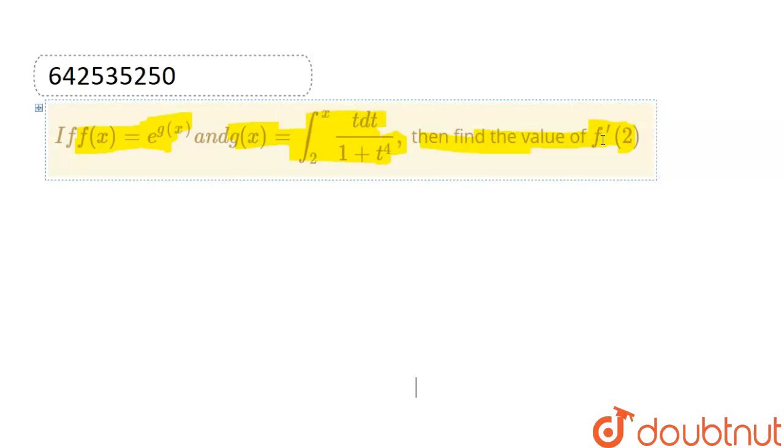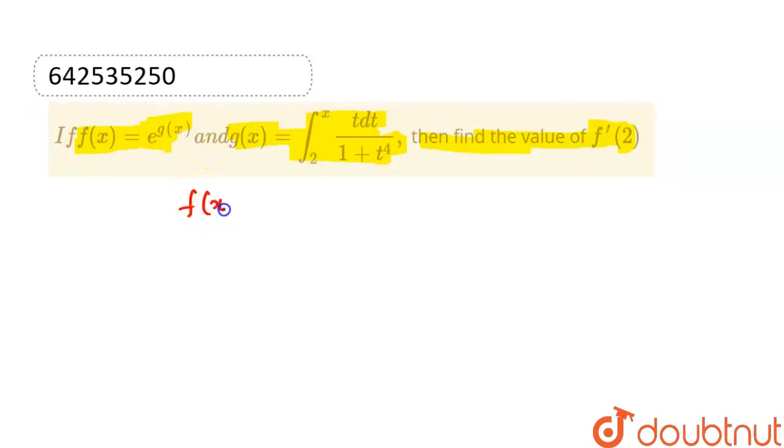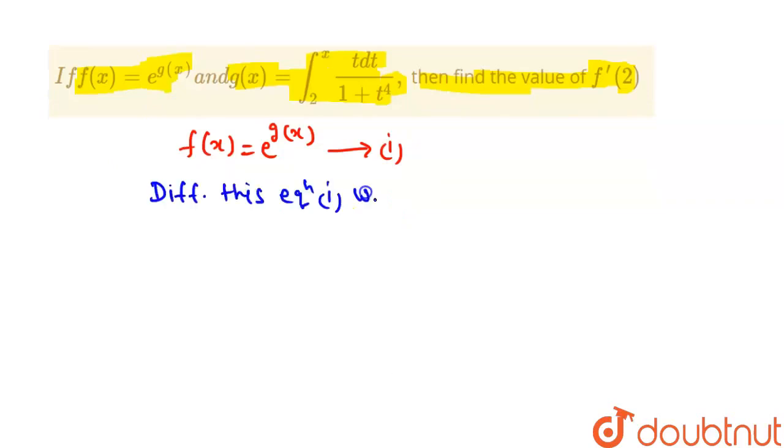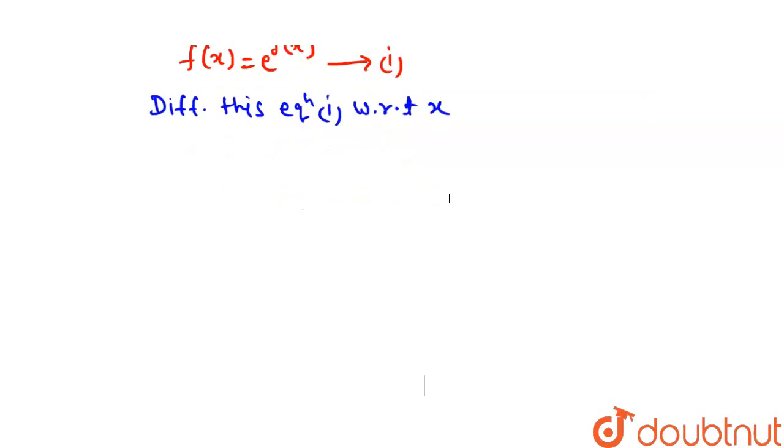So here we have the value f(x) is equal to e to the power g(x). So we have to find f dash 2, which means we have to find f dash x. In the next step, suppose this is our equation number first. Now differentiate this equation with respect to x. So this is the differentiation of f(x) with respect to x, that is f dash x.